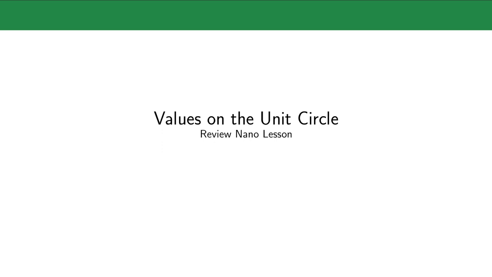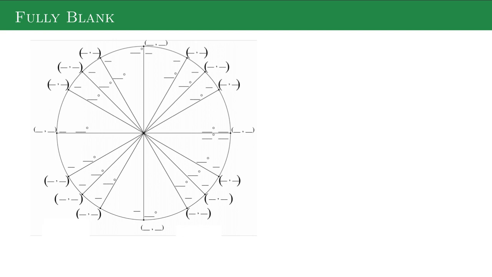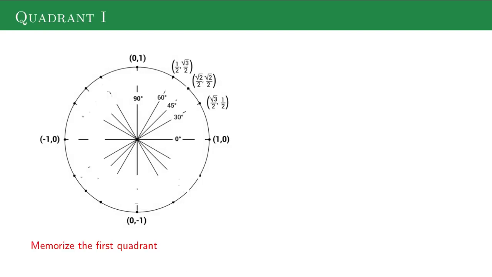In this quick video, we're going to talk about how to get all the values on the unit circle. So first, we're going to start off with the degrees and the values around the outside, because that's what we learned first. The first thing you have to do is just know quadrant 1. You just have to memorize quadrant 1: 30, 45, 60.